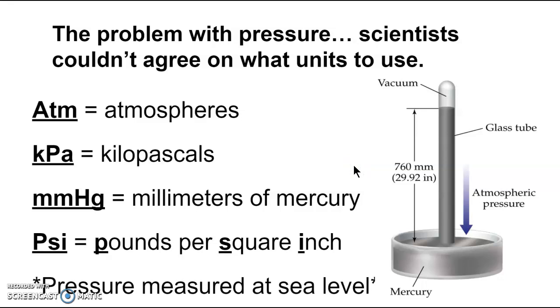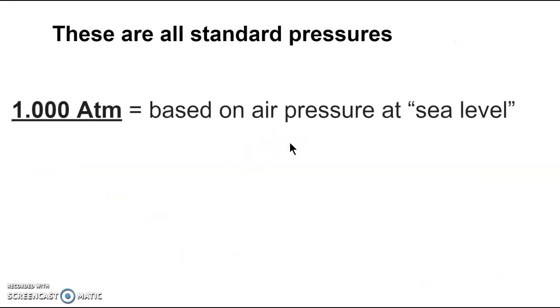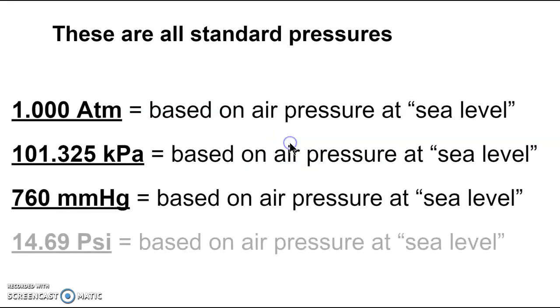Pressure is measured at sea level. So all of these are measured at sea level, the standard pressures that I'm going to show you. It's also at standard temperature, which we're going to look at and talk about today too. So again, it's at 0 degrees Celsius at sea level. So where the most amount of air particles are is where we took all the measurements for all these different units of pressure. So again, 1 atmosphere, it's all based on pressure.